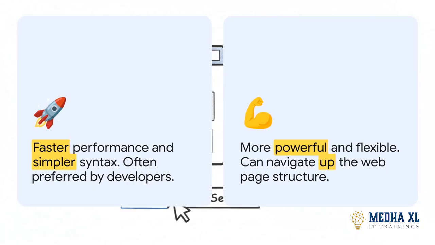CSS Selectors, they are generally faster, and the syntax is just cleaner, simpler. It's usually your first choice. Now, that little bit of speed might not sound like much, but when you're running a massive test suite with thousands of checks, it absolutely adds up.